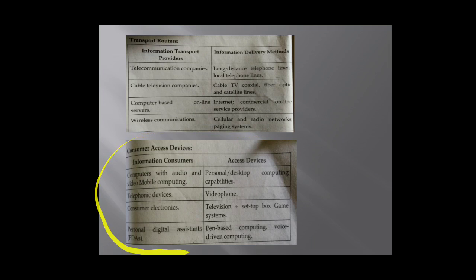Under consumer access devices, you have computers with audio and video, and mobile computing, which comes with personal and desktop computing capabilities. Telephonic devices, that is video phone. Then you have consumer electronics: television plus set-top box, game systems, and personal digital assistants, that is pen based computing or voice driven computing, your normal mobile phones, that is PDA, wherever you want you can access it.